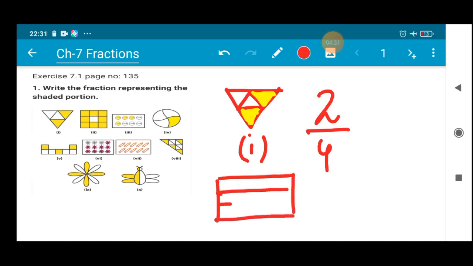Similarly, in one square box, it is 1, 2, 3, 4, 5, 6, 7, 8, 9. So 9 grids you can see in one square box. Over here also the yellow shaded regions are there.